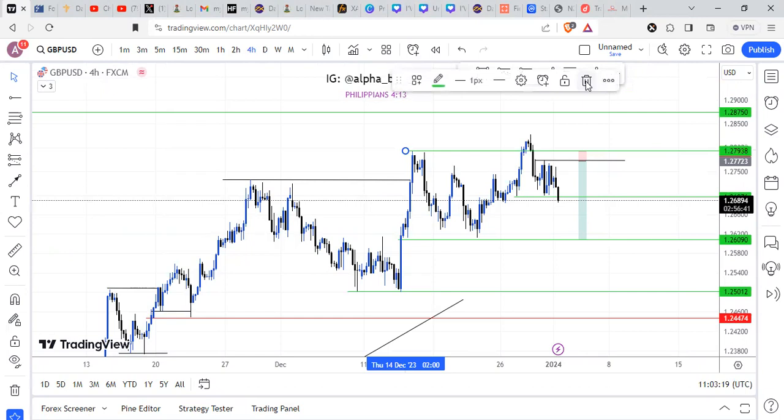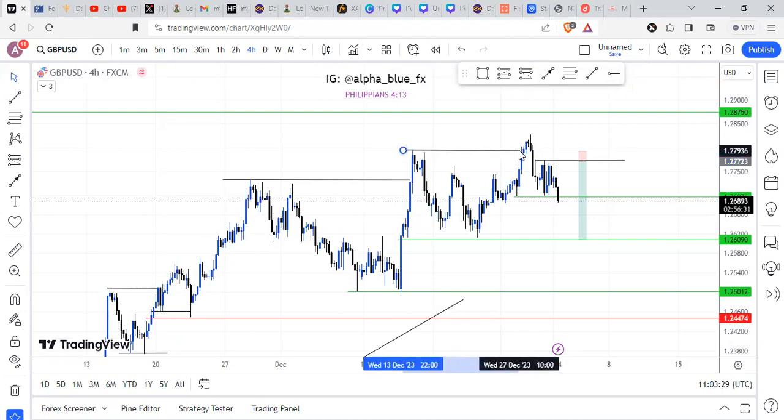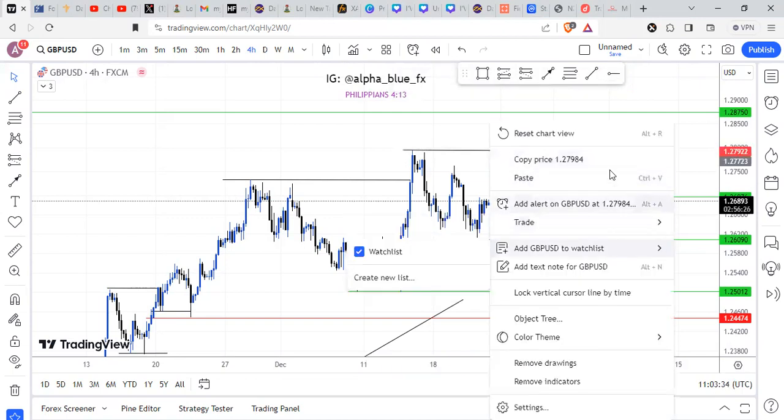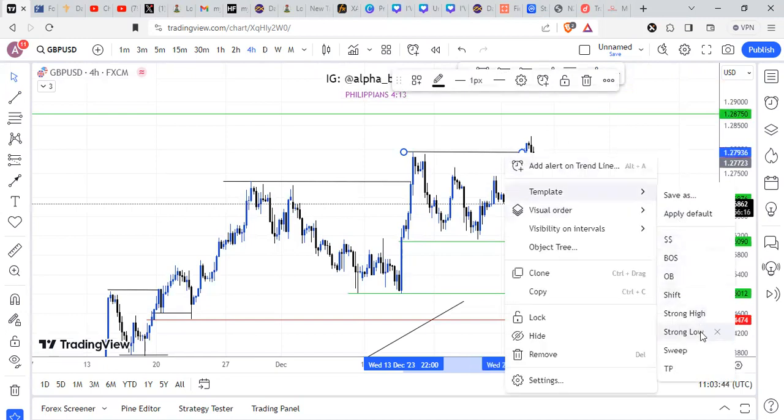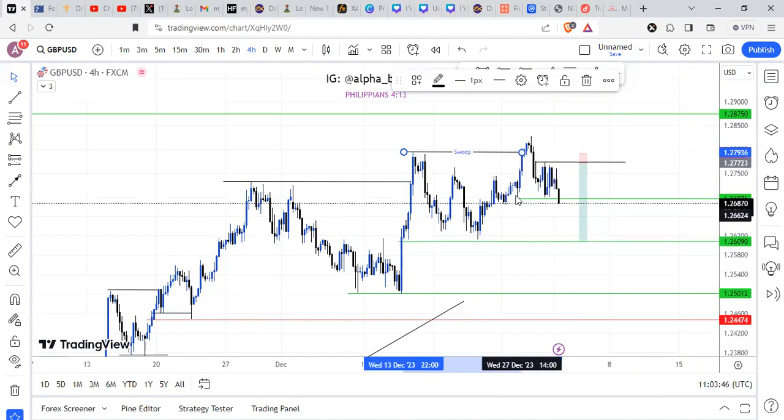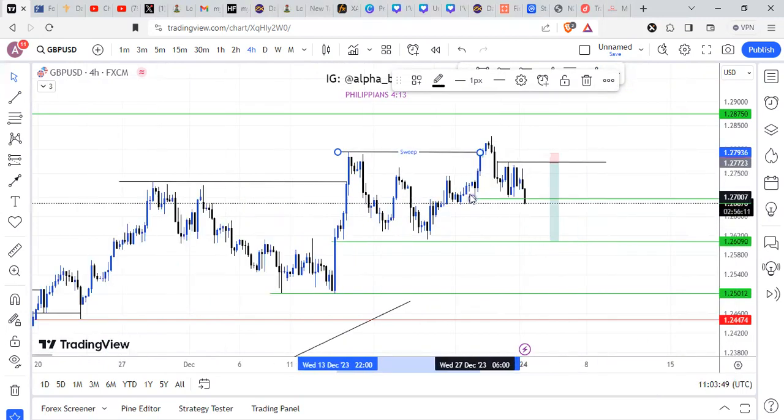So right here, let me take out this. We got a sweep right here, a liquidity sweep. I label this as sweep, right? So let's label this as sweep. Then this is the structure that caused the sweep. This is the low that caused the sweep.